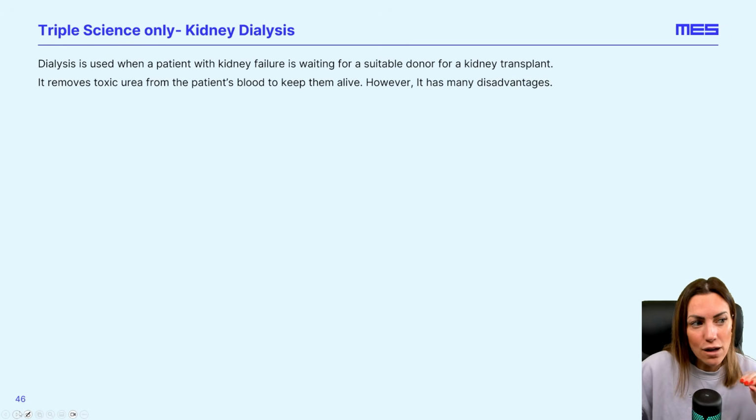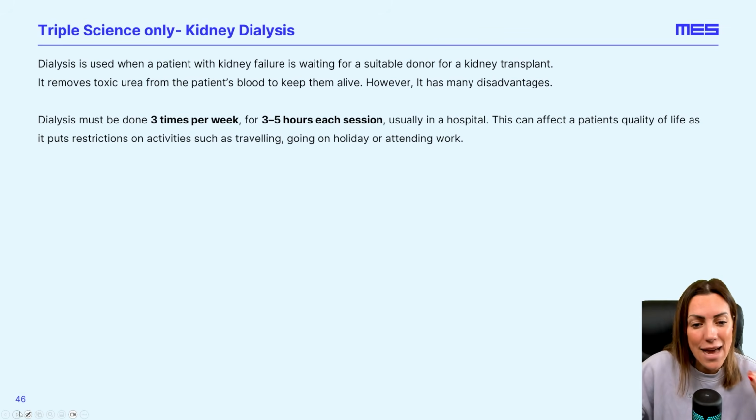Now, dialysis is often used when a patient with kidney failure is waiting for a suitable donor for a kidney transplant. Obviously, a kidney transplant is ideal because it is a permanent cure, a permanent solution. But because there is a long waiting list for a suitable donor, a patient might be having dialysis whilst they are on that wait list. Dialysis does keep them alive. It removes toxic urea from their blood. However, it has many disadvantages.